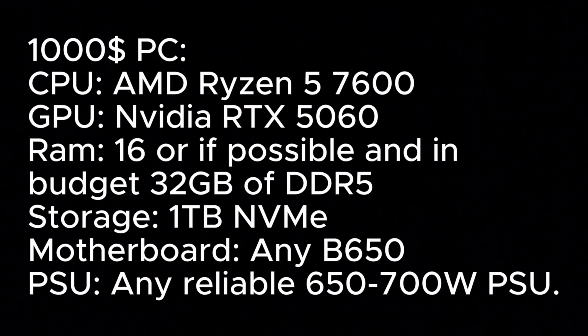$1,000 budget PC. A $1,000 PC is mid-range and is good for most modern games and multitasking. Examples of some parts you could use are an AMD Ryzen 5 7600 for the CPU. For the GPU you could use the Nvidia GeForce RTX 5060. For RAM, 16 to 32GB of DDR5 RAM should be more than enough. For storage, a 1TB NVMe SSD should do more than enough. Motherboard, B650 motherboard, and for the PSU, 650 watts should be more than good. This type of build can run most games smoothly at 1080p and some at 1440p.